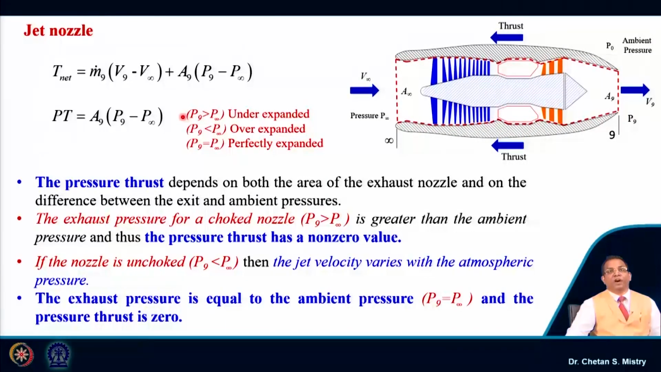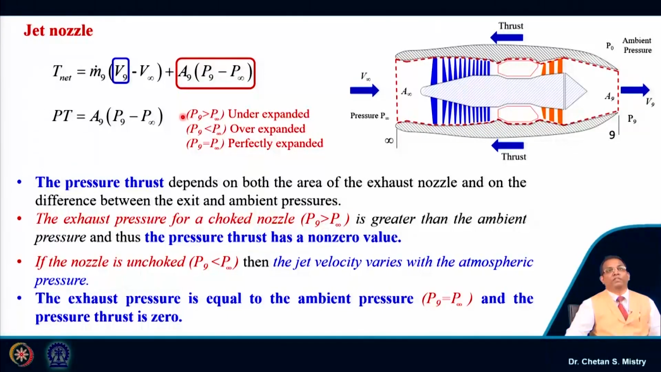Here it says if my exit pressure is greater than the atmospheric pressure, we can say my nozzle is an under expanded nozzle. If my exit pressure is lower than the atmospheric pressure, it is an over expanded nozzle, and when both the pressures are the same, we call it a perfectly expanded nozzle.